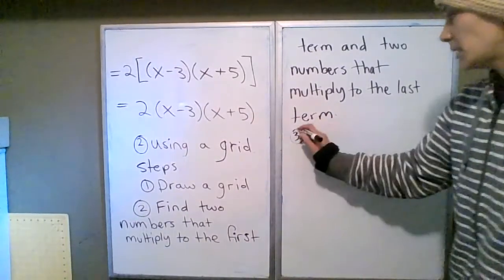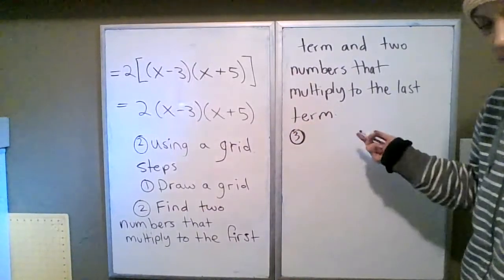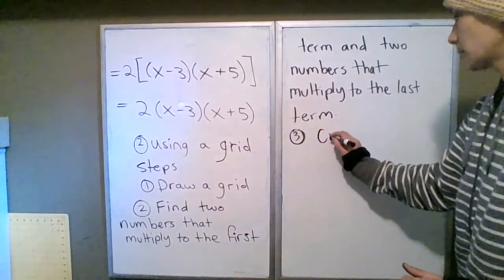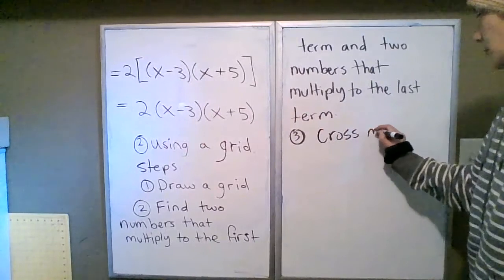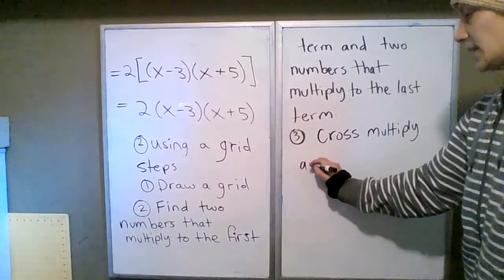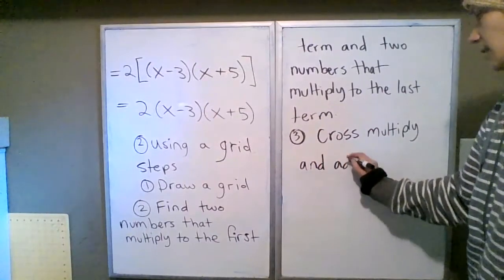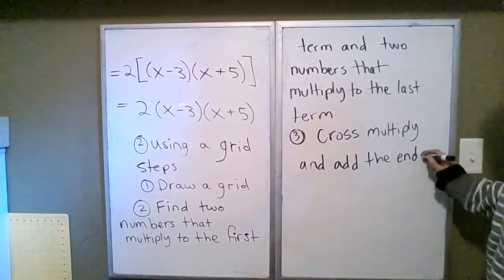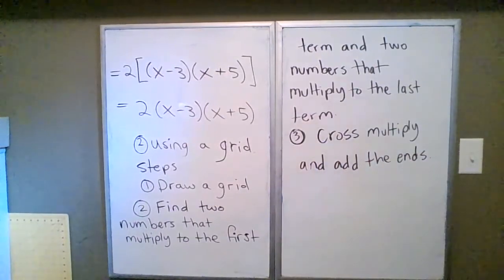Then once you make, this is another guess and check. So you're picking 2 numbers and 2 numbers, and then you give it a try. You cross multiply, and then add the ends. If the sum is the middle term, then the factors are in each row.